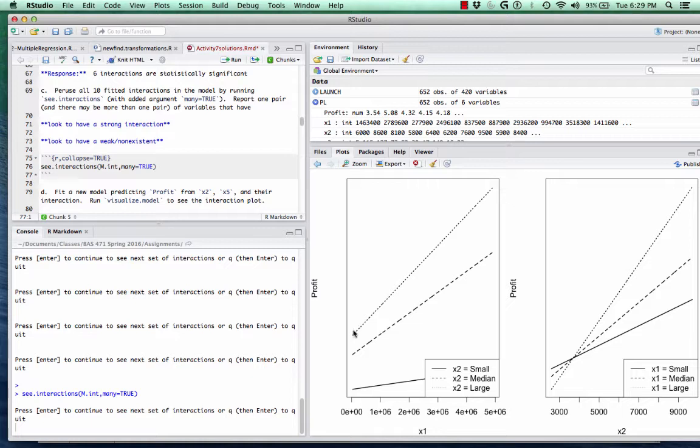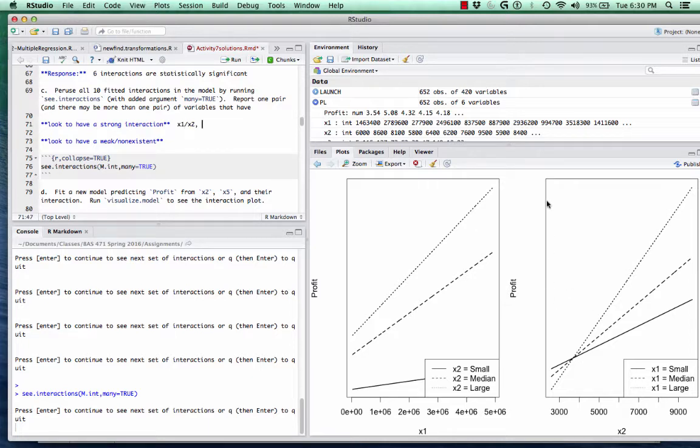And so here, we're seeing that the relationship between profit and x1 changes quite noticeably between the three possible values of x2. So this has a very strong slope, very positive slope. This one has a much weaker slope. So I would say that x1 and x2 have a pretty strong interaction going on.